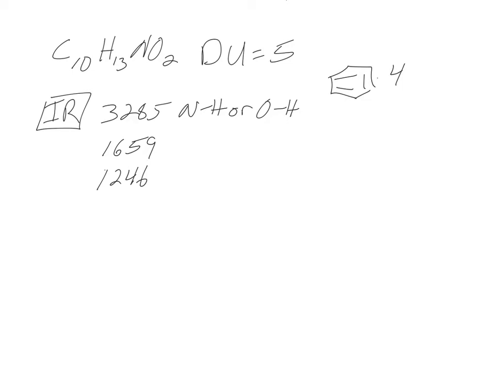1659. What do we think that could be? C double bond O. And do we have any ideas of what kind of C double bond O it might be? What's in that region in our tables? 1659. Ketones are at 1710. 1659 is amides. Right? So amide.